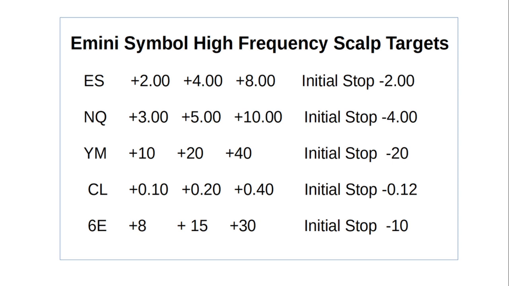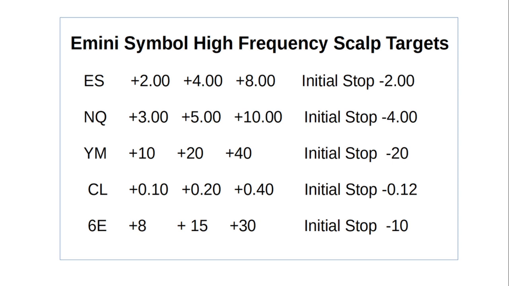The market's been going up, but okay, the CL, your high frequency targets are going to be 10 cents, 20 cents, and a bigger move, 40 cents. And then finally with the 6E, 8 ticks, 15 ticks, and then you go out to 30 ticks, right, with your stop losses there. All right, so let's talk about a couple other things while we're on this one page here.